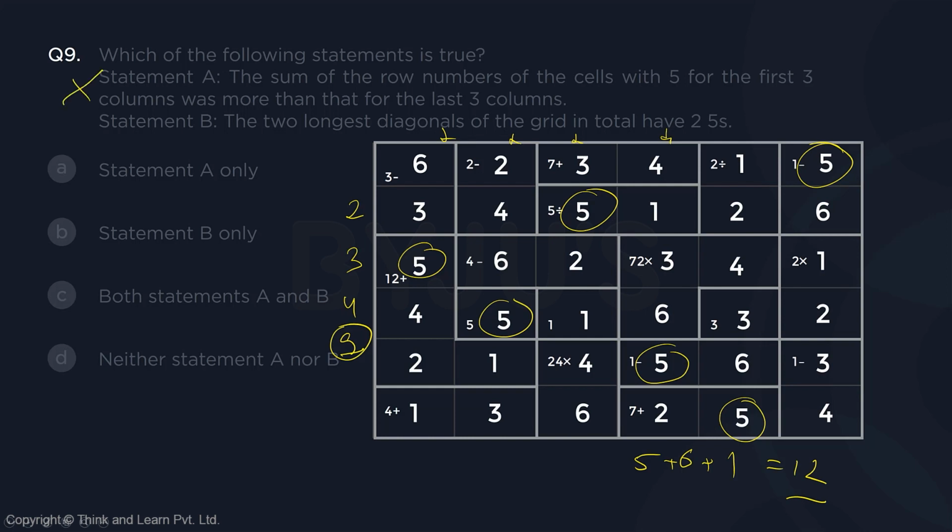Second, the two largest diagonals have 2 5s. In this we have 0 5s. In this we have only 1 5. So this is also false. Neither of the statements is true. Alright. Okay, next question.